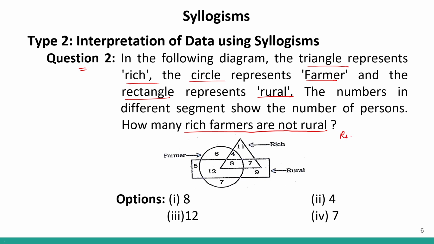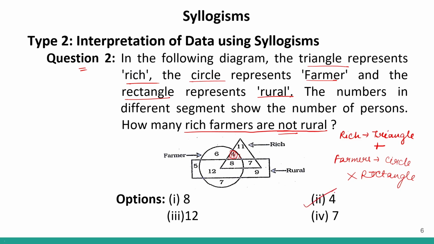So rich farmers means there should be a triangle, correct? Plus farmers. Farmers means there should be a circle. And it should be not rural. Not rural means it should not have a rectangle. So basically we have to look at an area which is an overlapping of triangle and circle but not a rectangle. So I can see triangle and circle being over here 4 and 8, but we have to look at an area which is an overlapping of triangle and circle but not a rectangle. So over here we have 4, so my answer will be 4.